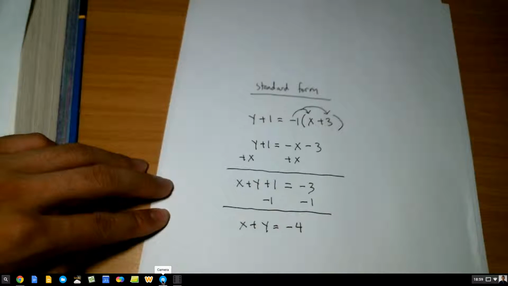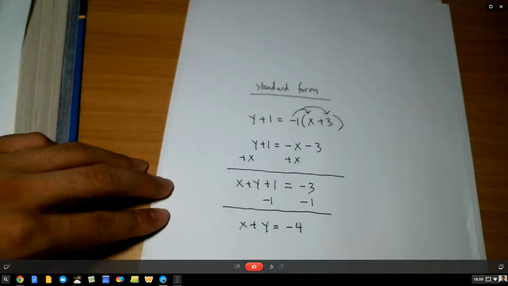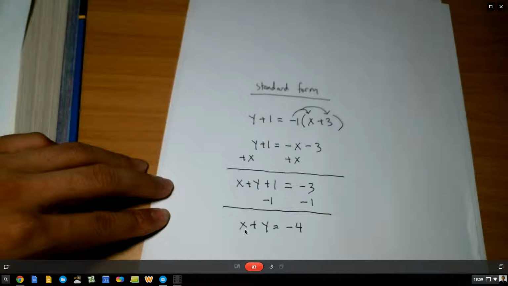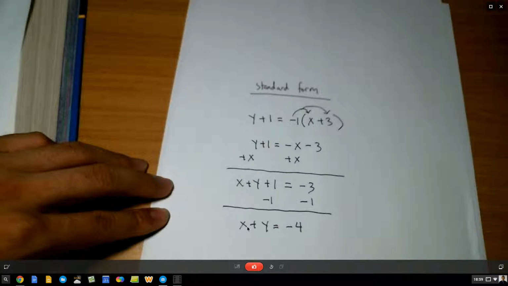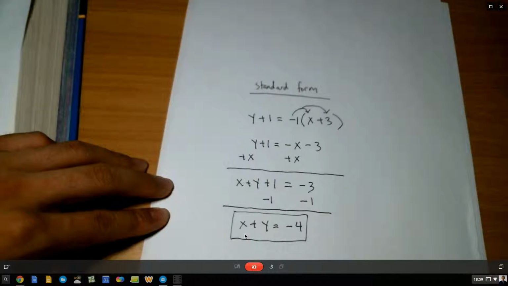So let's look back at our criteria. x and y are on the same side. Okay? Is x and y on the same side? Yes, check. No fractions. Let's see. No fractions. x, y, negative 4, no fractions. Number 3, the value in front of x is positive. And the value in front of x is indeed positive. So this is our answer in standard form.